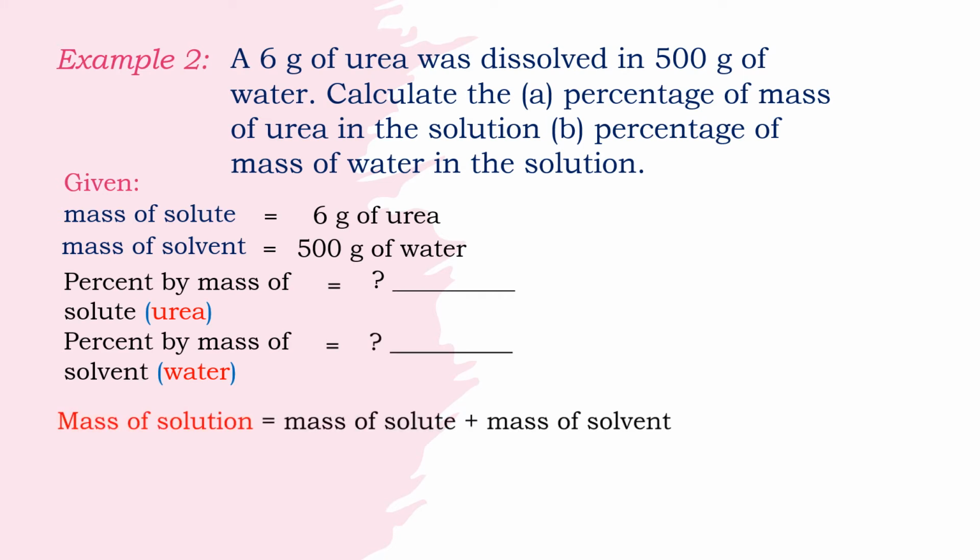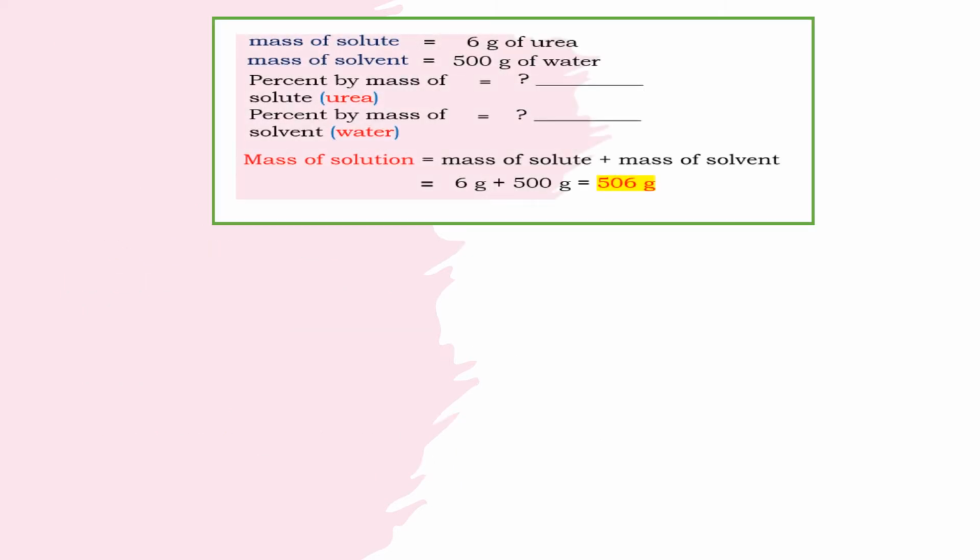So to get the mass of solution, madali lang po, di ba? Sinabi ko na kanina yan. I-add lang po yung solute plus mass of solvent. So mass of solute, 6 grams plus 500 grams of water. So 506 grams. That is the mass of solution. So proceed na po tayo sa ating solution. So yan po yung given natin kanina.